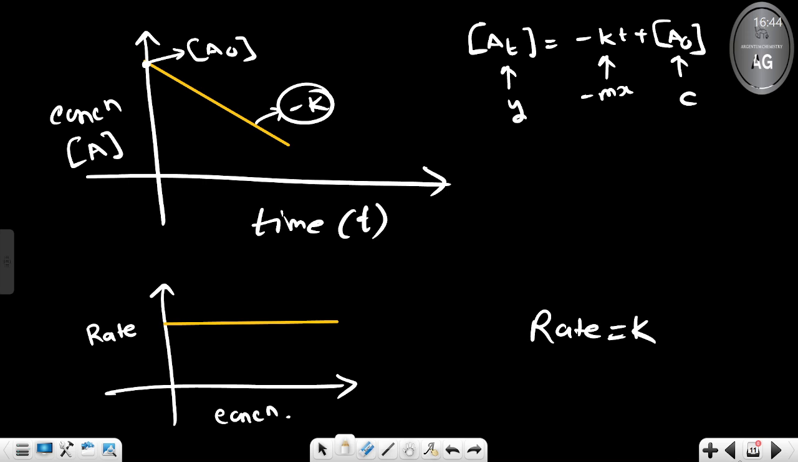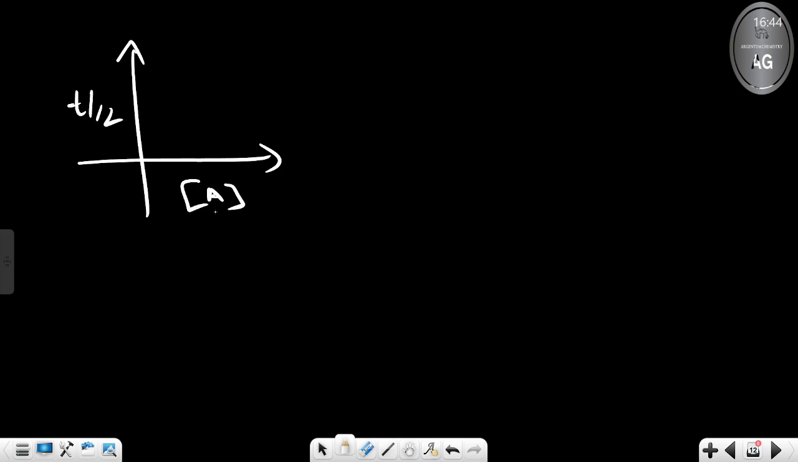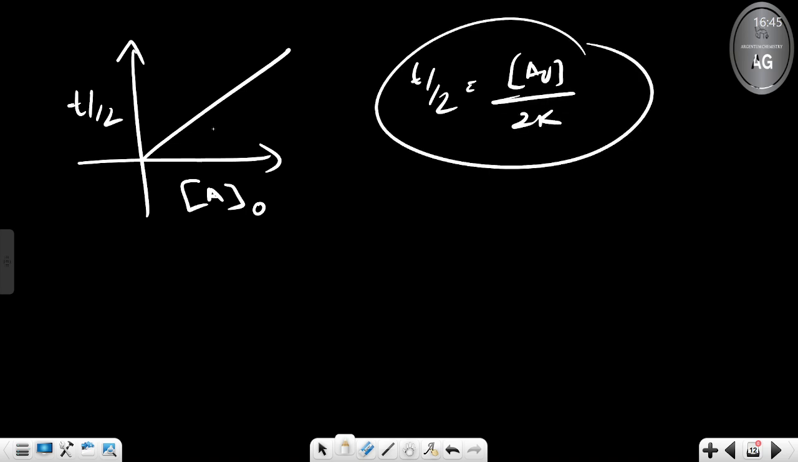Another important graph from this zero order part is the graph between T half and initial concentration A0. The graph will go like this because we have seen the equation of T half is T half equal to A0 by 2K. Directly proportional. Clear?